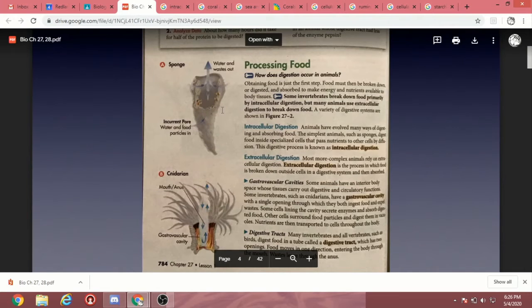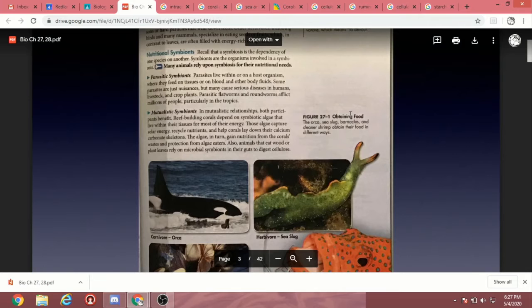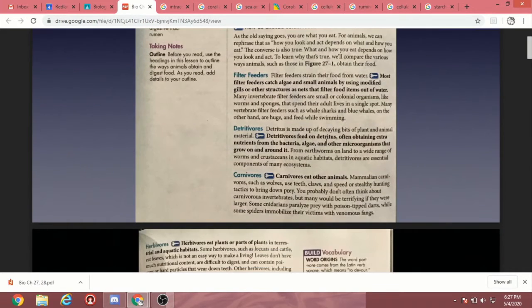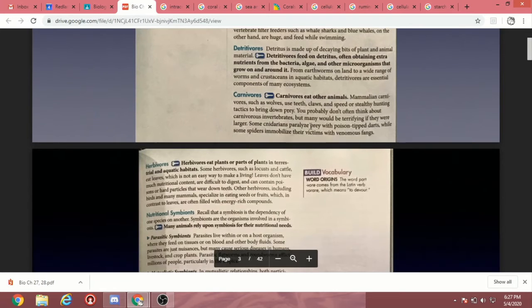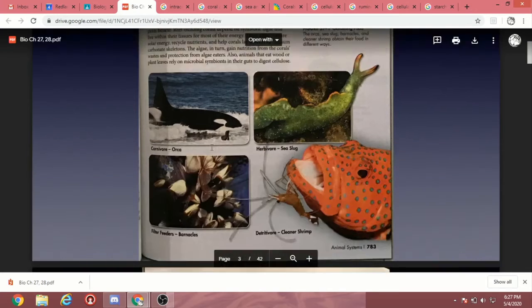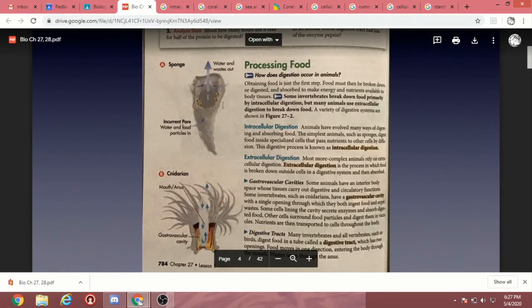Processing food. Now, here's where it gets good, right? It's pretty easy to get the food in. We've discussed how you can do that. You can filter it, or you can get down the smaller pieces and break those down further, or you can eat plants or animals, right? Or you can have symbiotic relationships like this. But how do we get the food broken down? How do we process it?